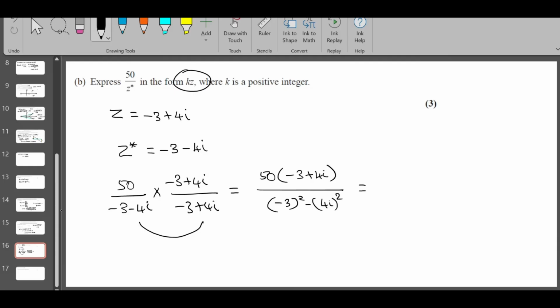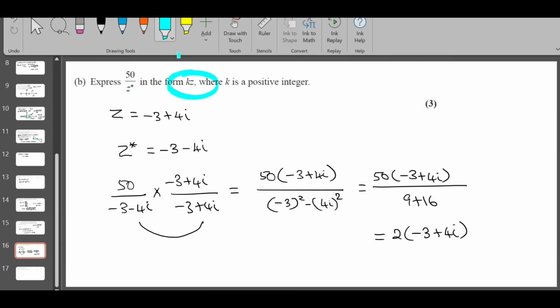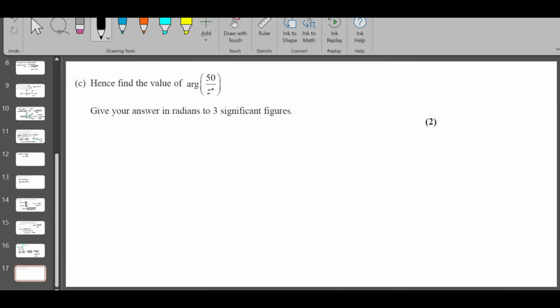And 25, 50 can be cancelled, so you're going to get 2 times, well, you can write one more step, 50 times minus 3 plus 4i divided by 9 plus 16. So if you cancel 50 and 25, you're going to get 2 times minus 3 plus 4i. They want us to write the answer in this format. We know z is minus 3 plus 4i. So this is basically 2z. That's all. Part C now.